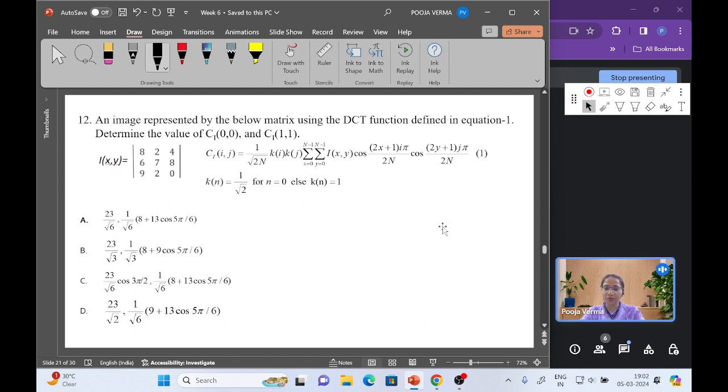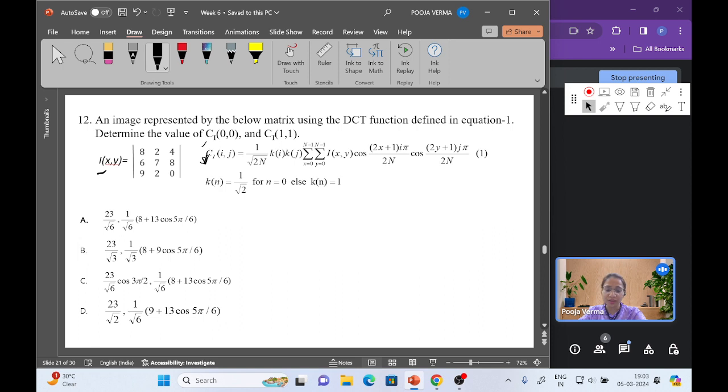Okay, so moving to the next question. An image is represented by a matrix, that is this one. Using the function defined in equation 1, determine the value of C(0,0) and C(1,1). We need to find out the values of this DFT function.